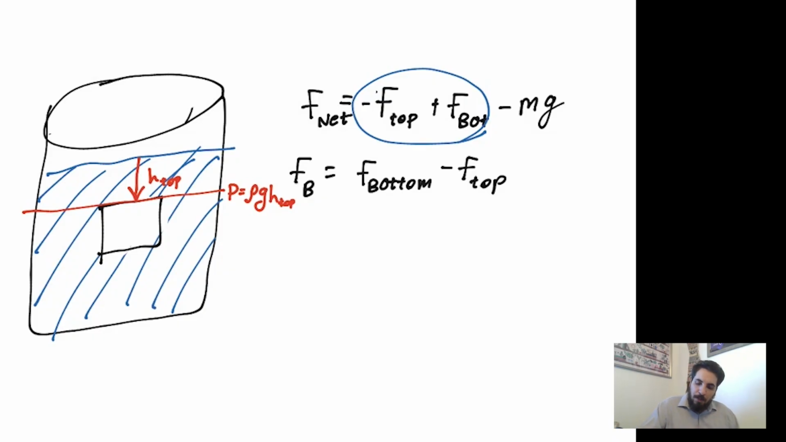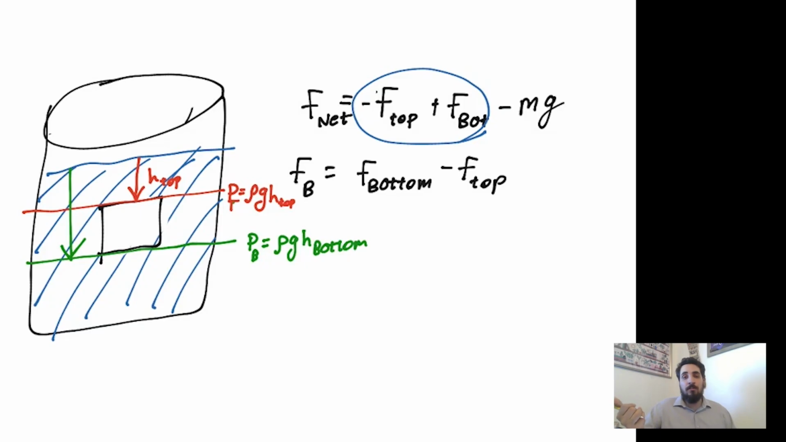And if we look at the bottom of the cube, a little bit deeper, the pressure at the bottom of the cube is going to be rho g times h bottom. So we have the height at the top, we have the height at the bottom. At each of these, we get different pressures. I'll put HB, HT to differentiate those two. But we get different pressures.